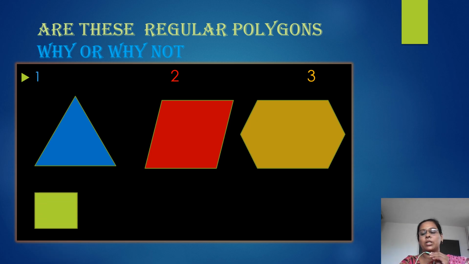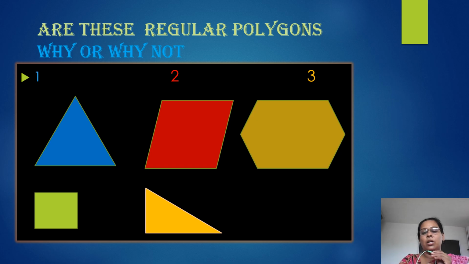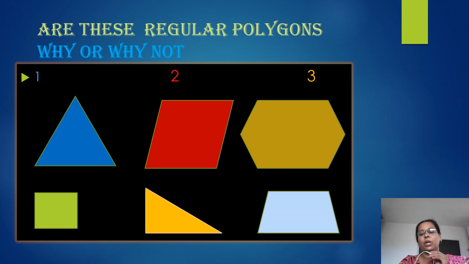Square, all four sides are equal, angles are equal, it is a regular figure. Right angle triangle. The measure of one angle is 90 degrees, the remaining two angles are less than 90. Angles are not equal, sides are also different, and that's why it is an irregular figure. See the trapezium, it is also an irregular figure.